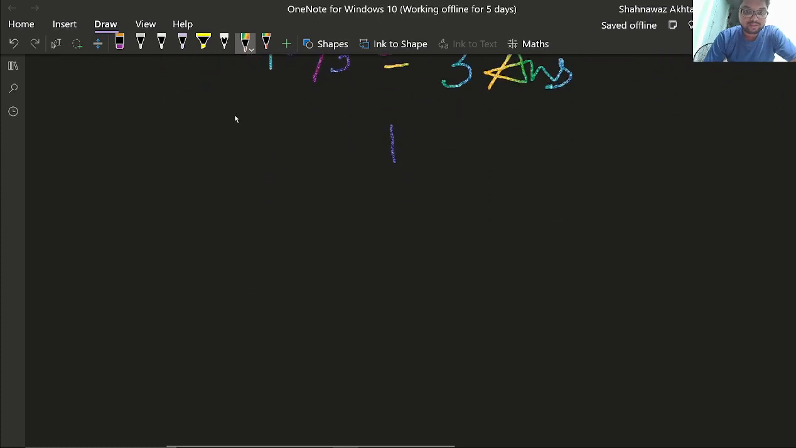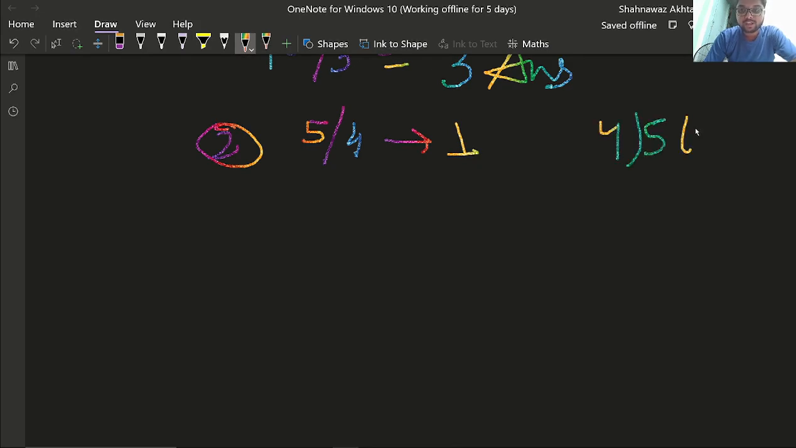Just giving you a second example. If we divide 5 and 4, then what will it give? It will give the result as 1, because on dividing 5 by 4, it goes one time, and its remainder is 1. So this will only be considered when the data type is integer data type.